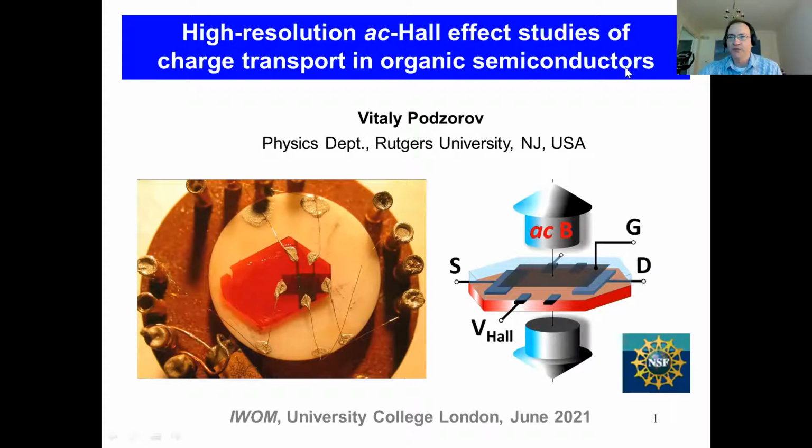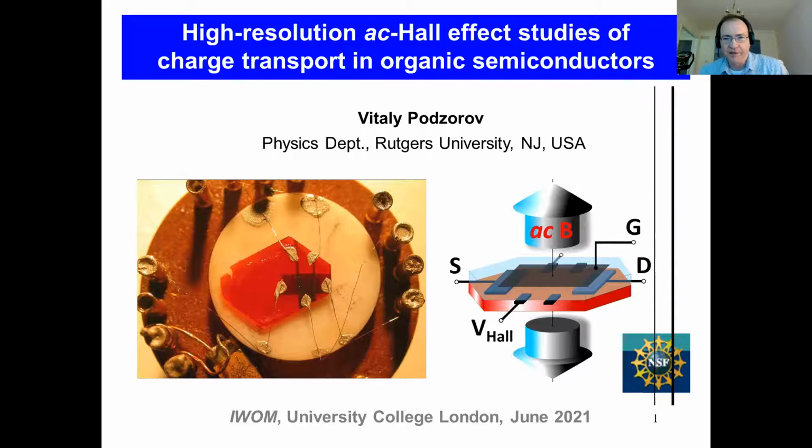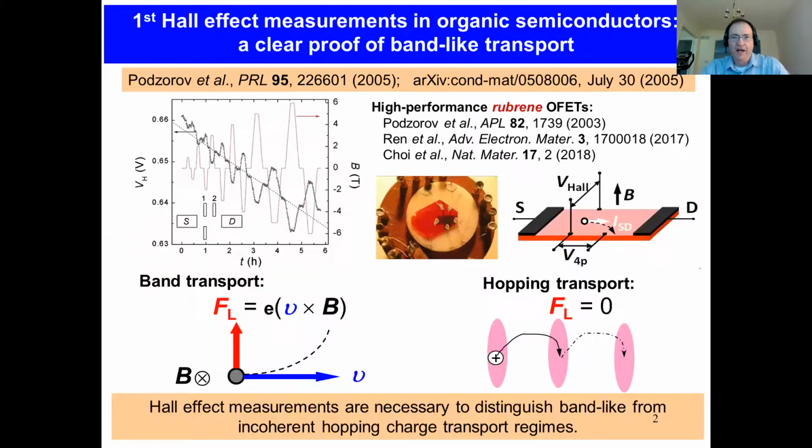So today I wanted to tell you about our recent high-resolution AC Hall effect measurements of organic semiconductors that helped us obtain a much improved understanding of some features in charge transport in these materials. This is, by the way, a photograph of a rubrene crystal with a field effect transistor structure deposited on it. This is our favorite system, sort of like a fruit fly of charge transport studies in organic semiconductors.